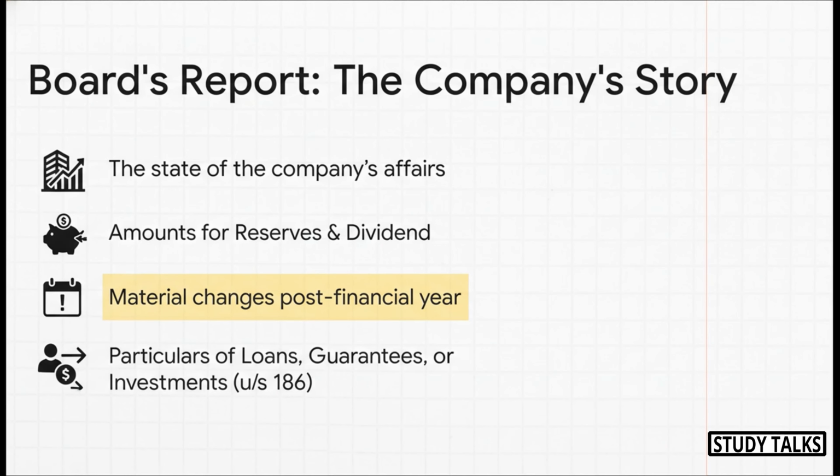First, you've got the high-level stuff: a report on the state of the company's affairs, what they're planning to put in reserves, and the dividend they're proposing. Oh, and this one is super important. They have to talk about any major changes or commitments that happened after the financial year ended. And of course, you've got to have the details of any loans, guarantees, or investments made under Section 186.